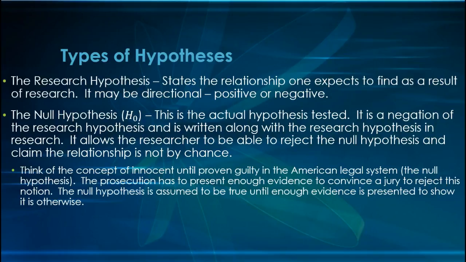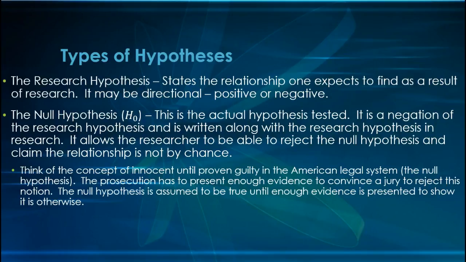So actually what we will be testing with our research is called the null hypothesis. And this is written along with the research hypothesis. It allows a researcher to be able to reject the null hypothesis and claim the relationship is not by chance. So you're saying that the relationship is because one variable is reacting to another variable, or not.